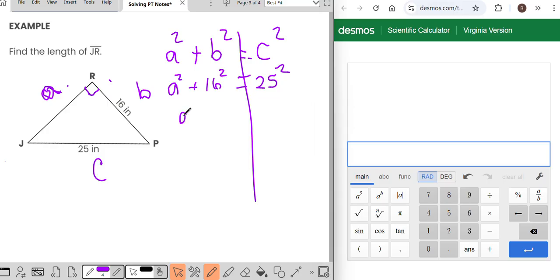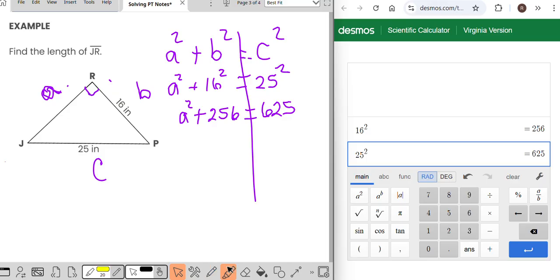See that A squared there? Well, we don't know what to do with it, so we're going to bring it down. Then we're going to go ahead and square the 16, which gives us 256. Then we're going to go ahead and square the 25, which gives us 625. All right, so now let's look at this. We've got an equation. A squared plus 256 equals 625.